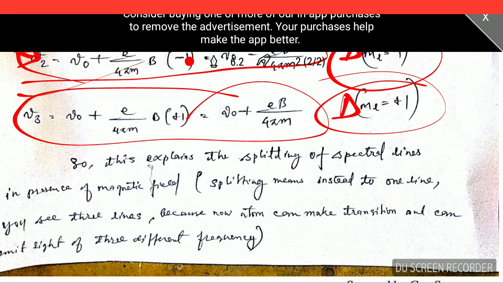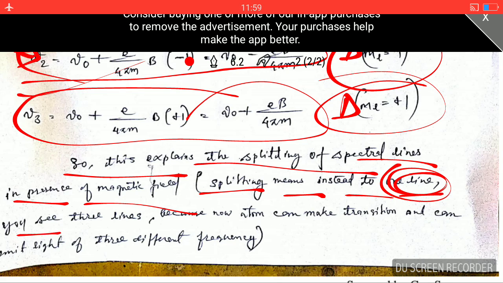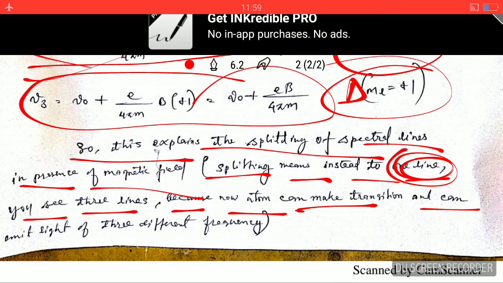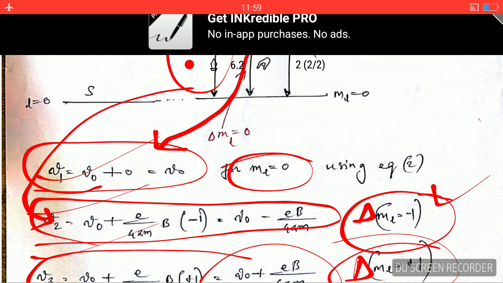So this explains the splitting of the spectral lines in the presence of magnetic field. Splitting means instead of one line you see three lines, because now the atom can make the transitions between those levels and can emit light of three different frequencies. So this now completely explains to you the normal Zeeman effect.